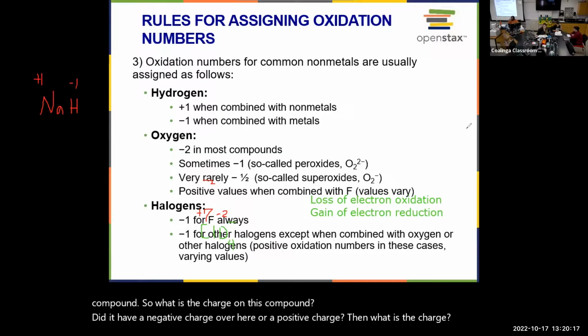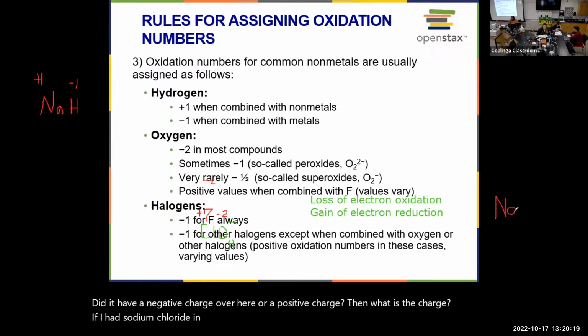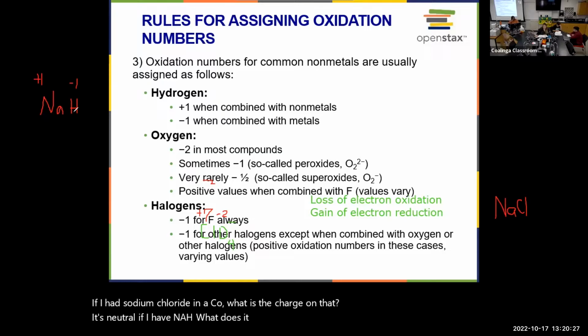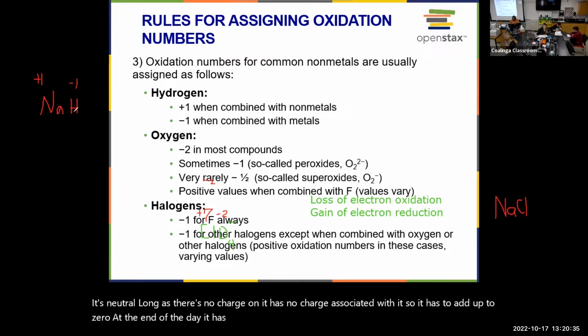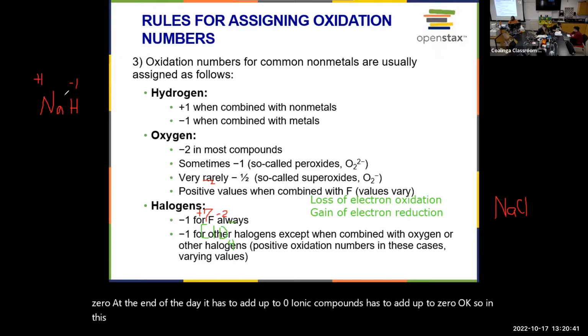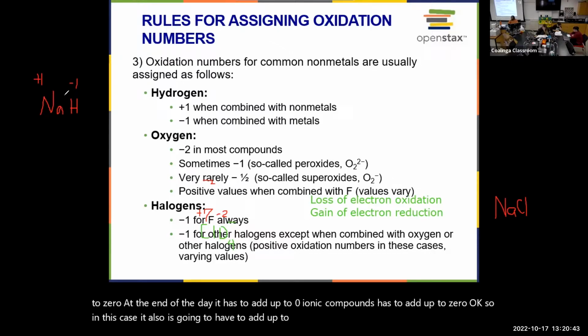If I had sodium chloride, NaCl, what is the charge on that? It's neutral. If I have NaH, what is the charge on that? It's neutral. As long as there's no charge on it, it has no charge associated with it. So it has to add up to 0. At the end of the day, ionic compounds have to add up to 0. So in this case, it also is going to have to add up to 0 for its oxidation state.